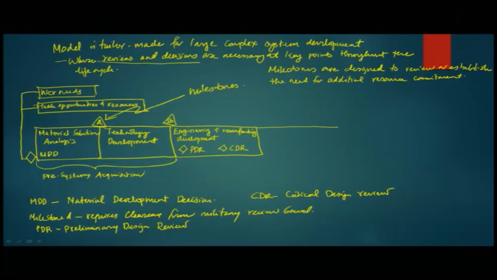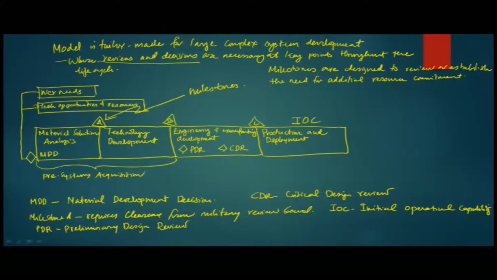Then comes the fourth phase, which we will draw here as the next box, which is called production and deployment. Here is another milestone between these two, which is called milestone C, and this step is also called IOC, abbreviated usually in DoD terms as IOC. And what does IOC stand for? The initial operational capability.